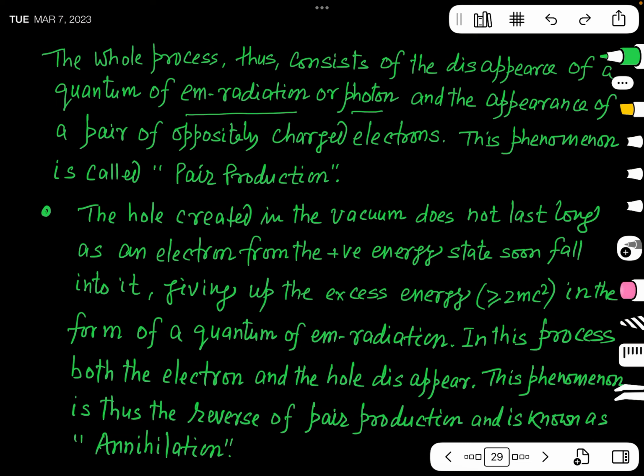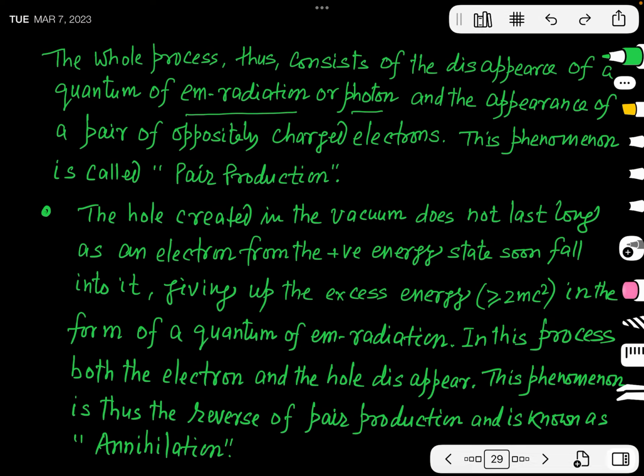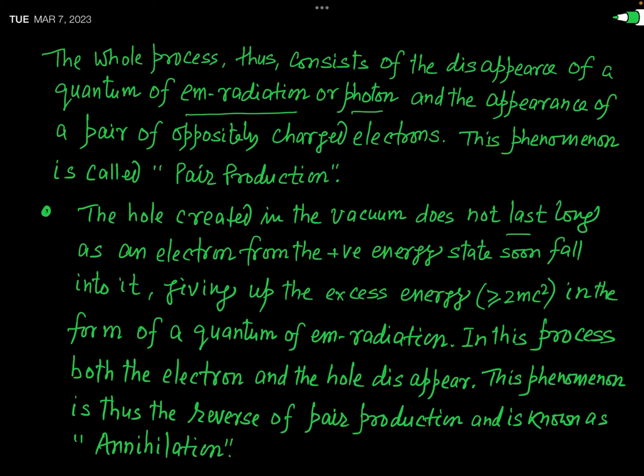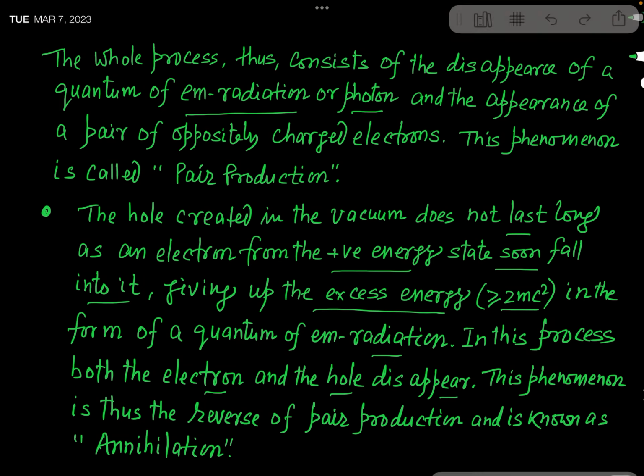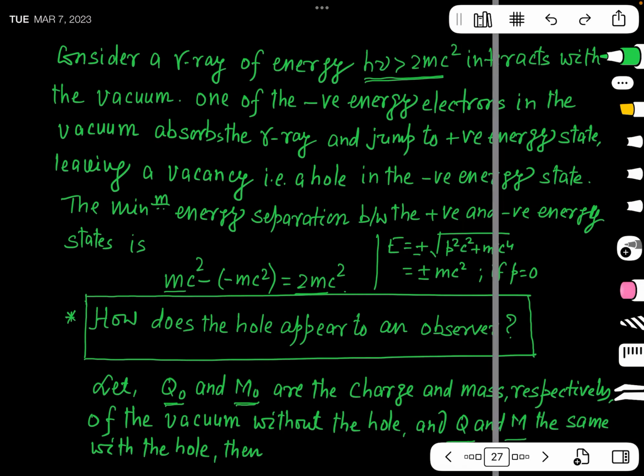Now the hole which is created in the vacuum does not last long, as an electron from the positive energy state soon falls into it, giving up the excess energy, which is greater than or equal to 2mc squared, in the form of a quantum of electromagnetic radiation. And so in this process, both the electron and the hole disappear, and this phenomenon is thus the reverse of pair production, and it is known as annihilation. You can see this phenomenon in this second figure.